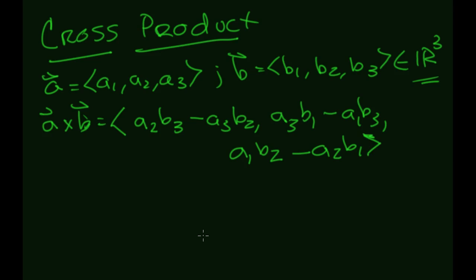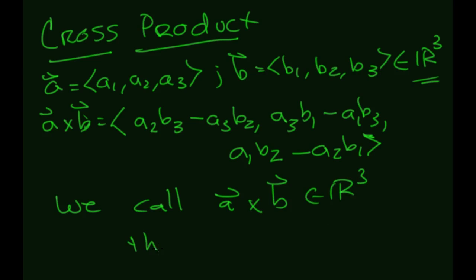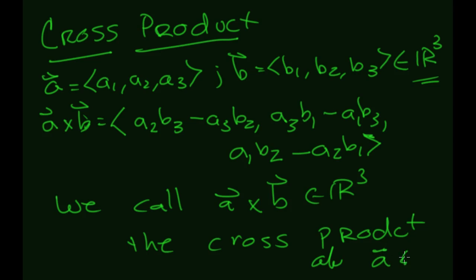Okay, so this is a little bit of a complicated formula, and we'll look eventually at how to make that a little bit simpler. But if we have that, we call it A cross B, which is also an element of R3, the cross product of A and B.